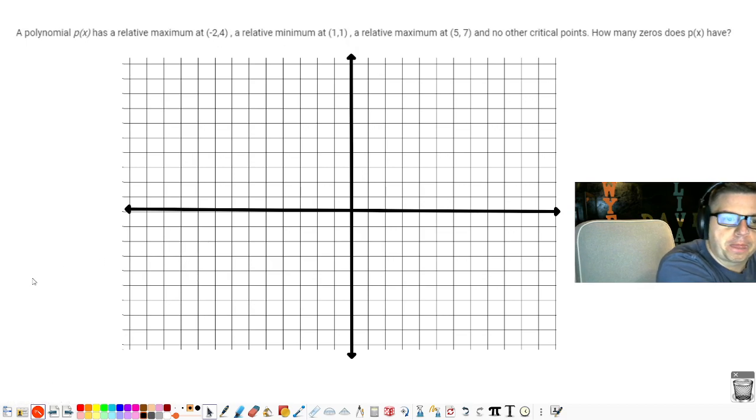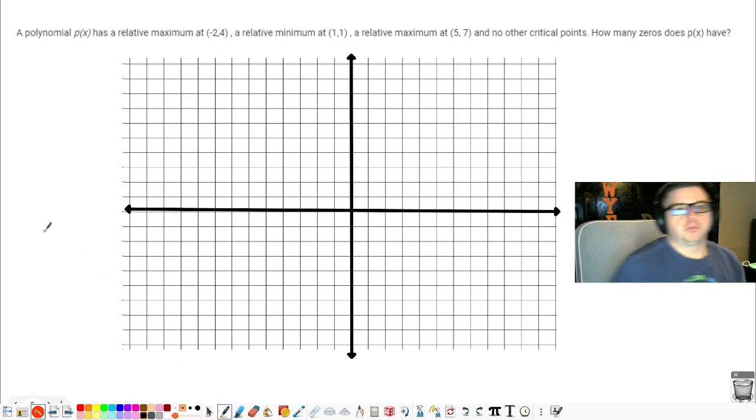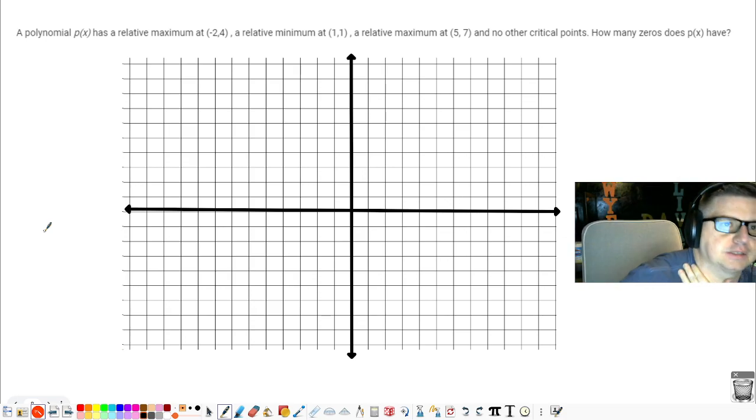Okay. All right, so the polynomial P of X. We don't know anything about P of X except that it has a relative maximum at -2, 1, 2, 3, 4. So there's a maximum there. When we think about a maximum, it means we're doing something like that, right? Then a relative min at 1, 1. So then we're doing something like that.